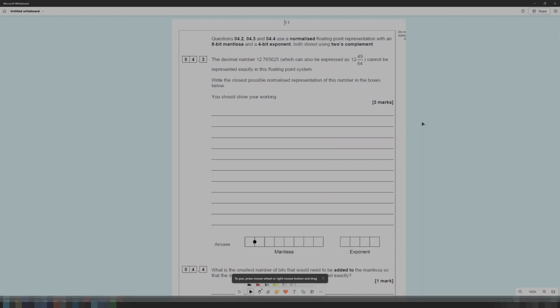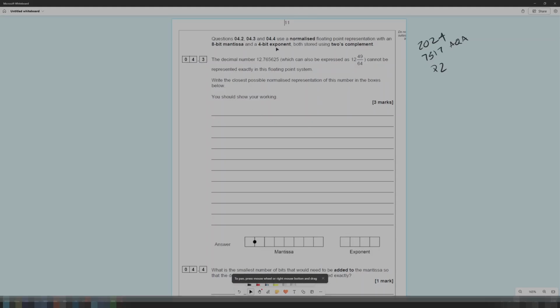I have two questions, rather, for you. This first one is from 2024. Question 4.3. This is for the 7517 AQA spec, and this is paper 2. You will be able to find this online for free if you search that information up.